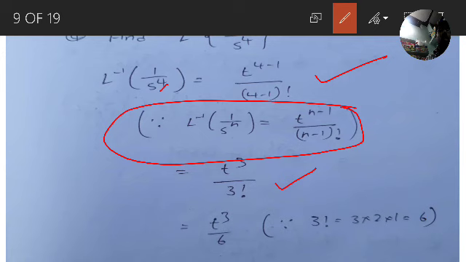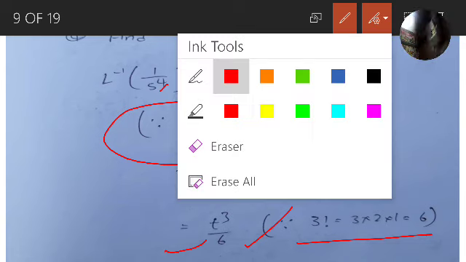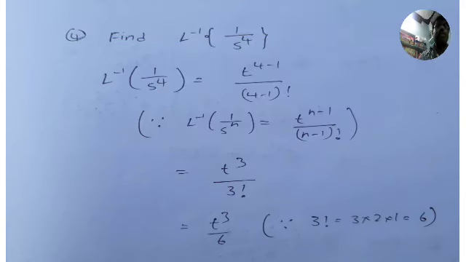What is 3 factorial? 3 into 2 into 1. If it is 4, then 4 into 3 into 2 into 1. If it is 5, 5 into 4 into 3 into 2 into 1. If it is n, n into n minus 1 into n minus 2 and so on, down to 4 into 3 into 2 into 1. That is 3 factorial, 3 into 2 into 1, that is 6. What is the answer? t cube by 6. That's it. Very simple. So note down. Let us go to the next problem.